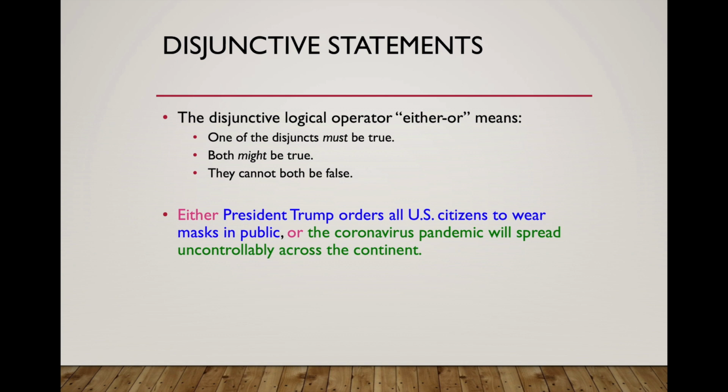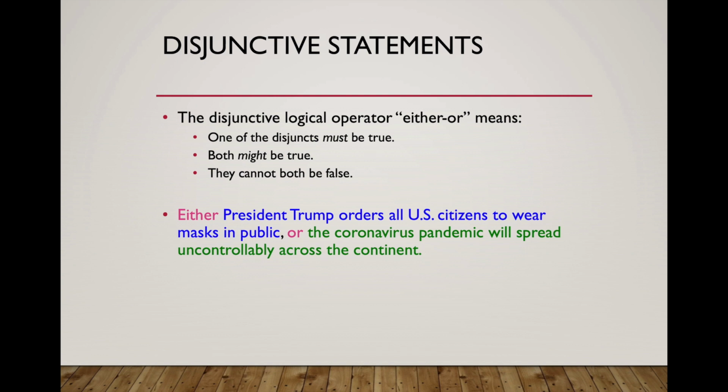So here's an example. Either President Trump orders all U.S. citizens to wear masks in public, or the coronavirus pandemic will spread uncontrollably across the continent. So here we have a disjunctive statement. That disjunctive statement is signaled by the logical operator either-or, and we have two disjuncts. The first disjunct is President Trump orders all U.S. citizens to wear masks in public, and the second disjunct is the coronavirus pandemic will spread uncontrollably across the continent.